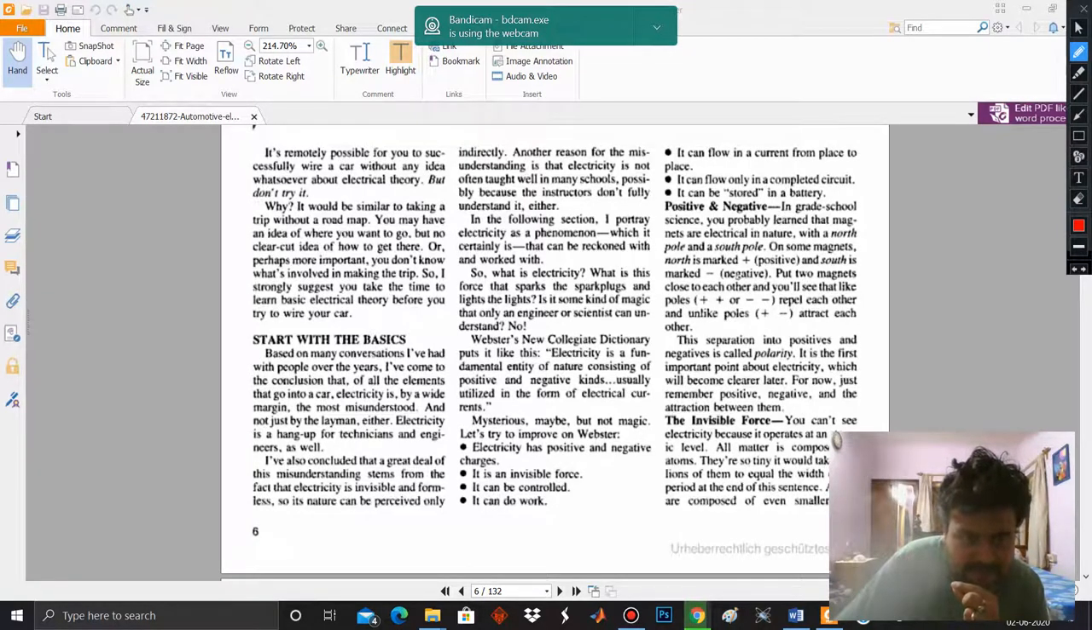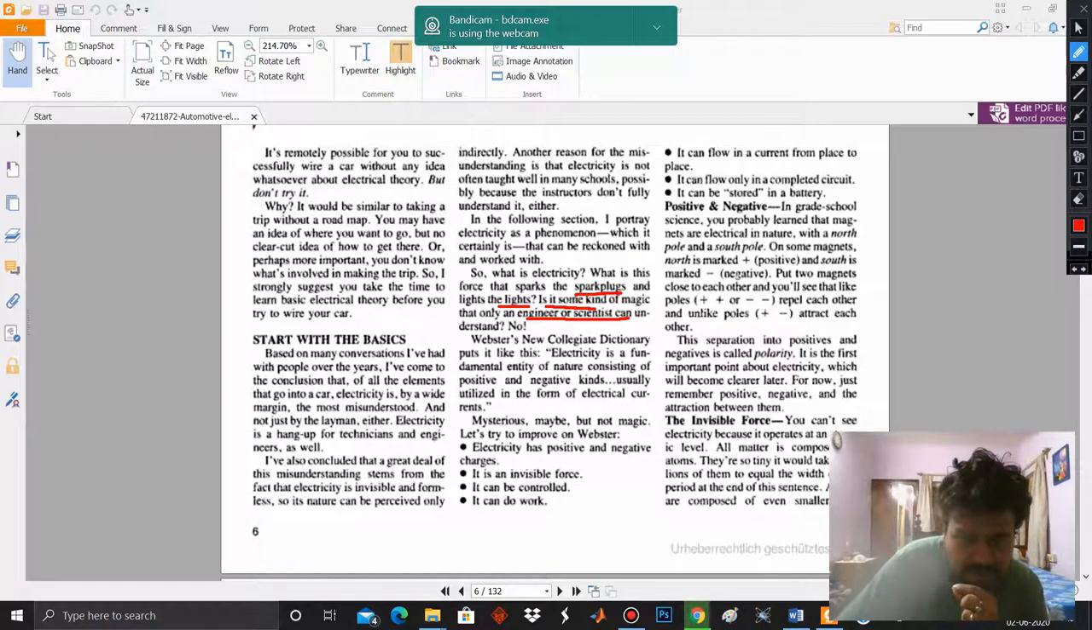Many people have come to the conclusion that of all the elements that go into a car, electricity, by a wide margin, is the most misunderstood. Electricity is a hang-up for technicians and engineers. So what is electricity? What is the force that sparks the spark plugs and lights the lights? Is it some kind of magic that only an engineer or a scientist can understand? No. Mysterious maybe, but not magic.